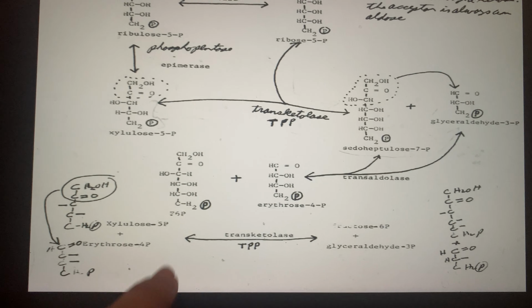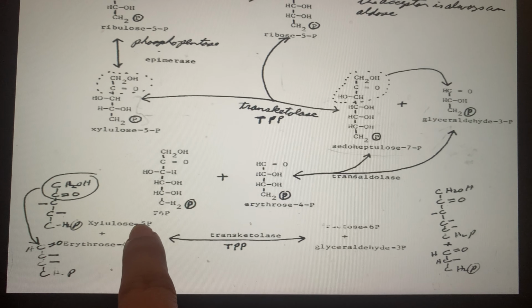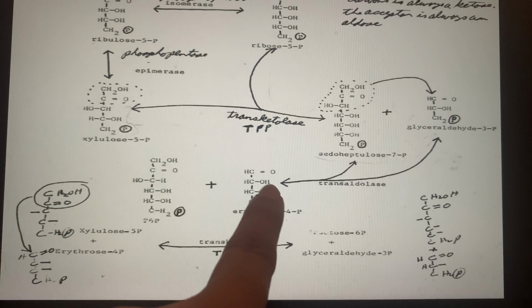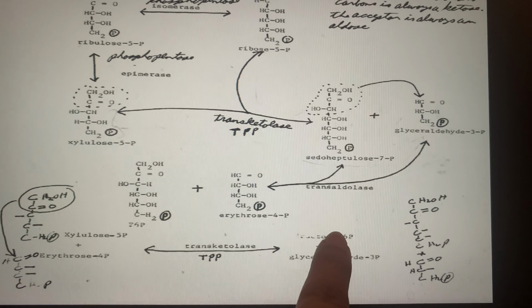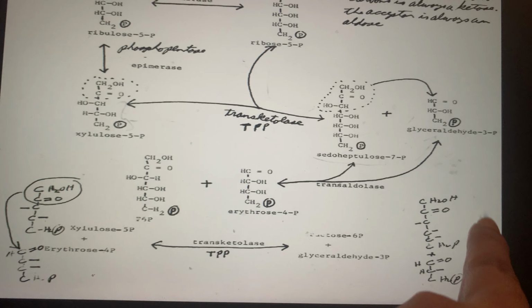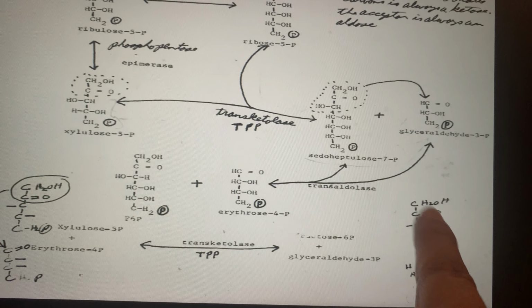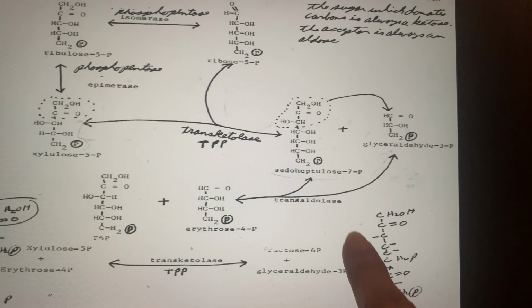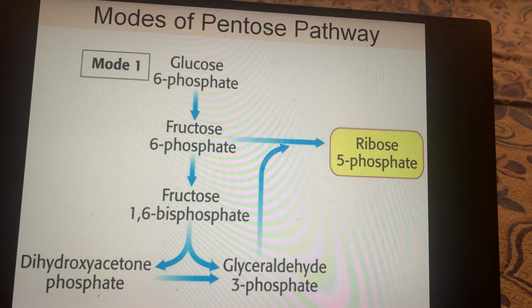Finally, these two, xylulose 5-phosphate and erythrose 4-phosphate, produce in the presence of transketolase enzyme fructose 6-phosphate, this structure. Fructose again bears a ketonic functional group, and glyceraldehyde 3-phosphate, the same one, is produced. These are the final products, fructose 6-phosphate and glyceraldehyde 3-phosphate.